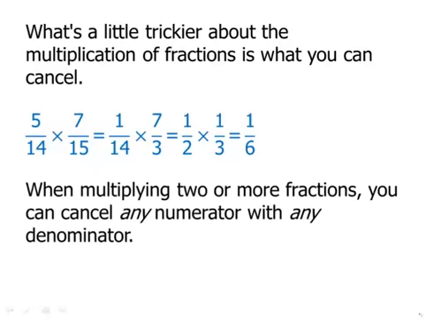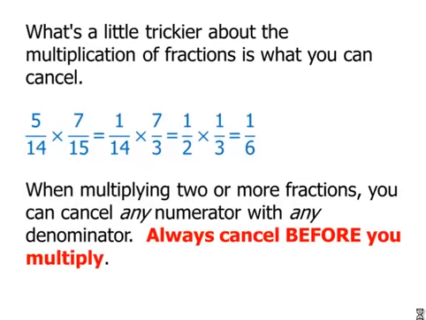When multiplying two or more fractions, you can cancel any numerator with any denominator. If there's a common factor between any numerator and any denominator, you can cancel it. And I'll say right now, always cancel before you multiply. This is a huge mathematical strategy that people overlook. If you always cancel before you multiply, you will make your life so much easier.